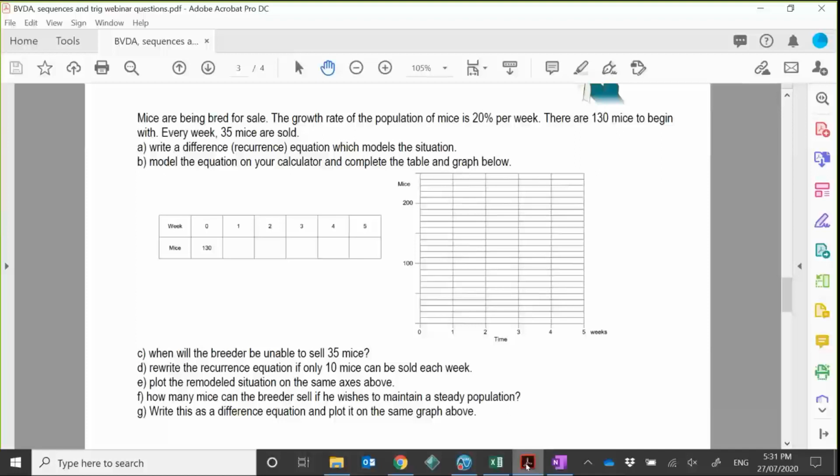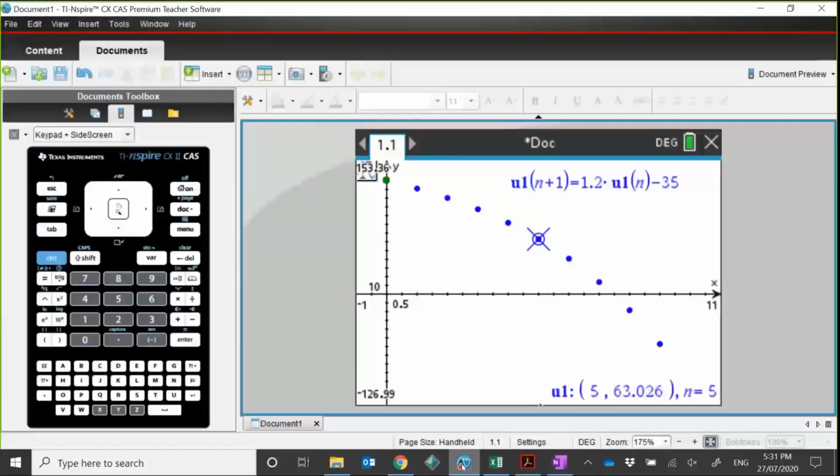Part C. When will the breeder be unable to sell 35 mice? So this is looking at the plot here. You currently, in week 5, still have 63 mice. In week 6, you have 40 mice. In week 7, you have 13.7 mice. So given in week 6 you've got 40, you can still sell 35. In week 7, you've only got 13 mice left, so you can't sell 35.